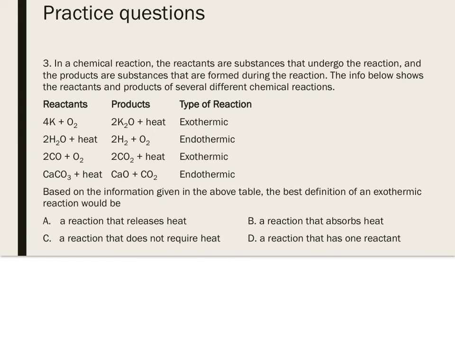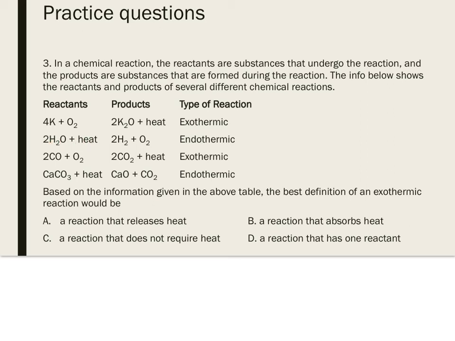Number 3, in a chemical reaction, the reactants are the substances that undergo the reaction. They're on the left-hand side. And the products are substances that are formed during the reaction. They're on the right-hand side. So this info below shows the reactants right here and the products right here of several different chemical reactions. Okay, so you've got reactants here. Here's a product. Notice that heat is being released, and the type of reaction is exothermic.